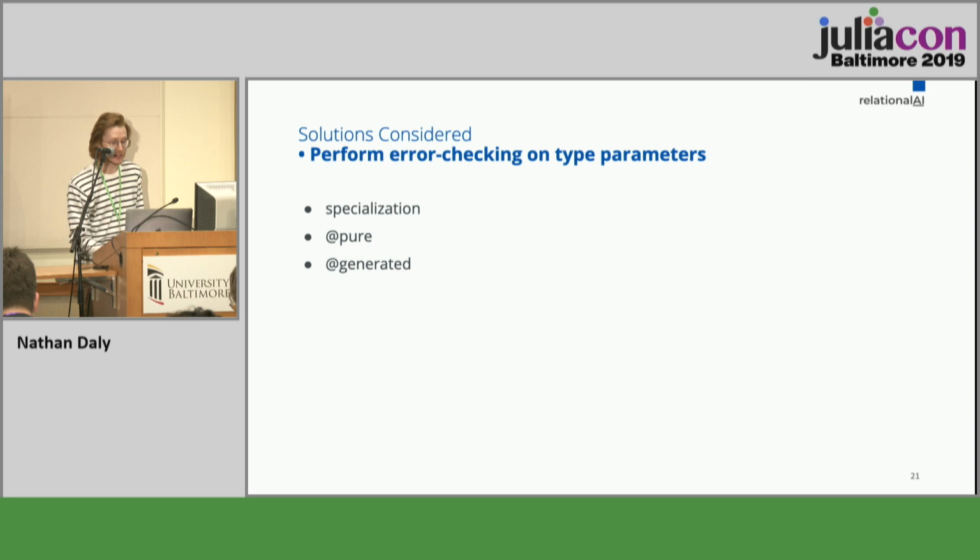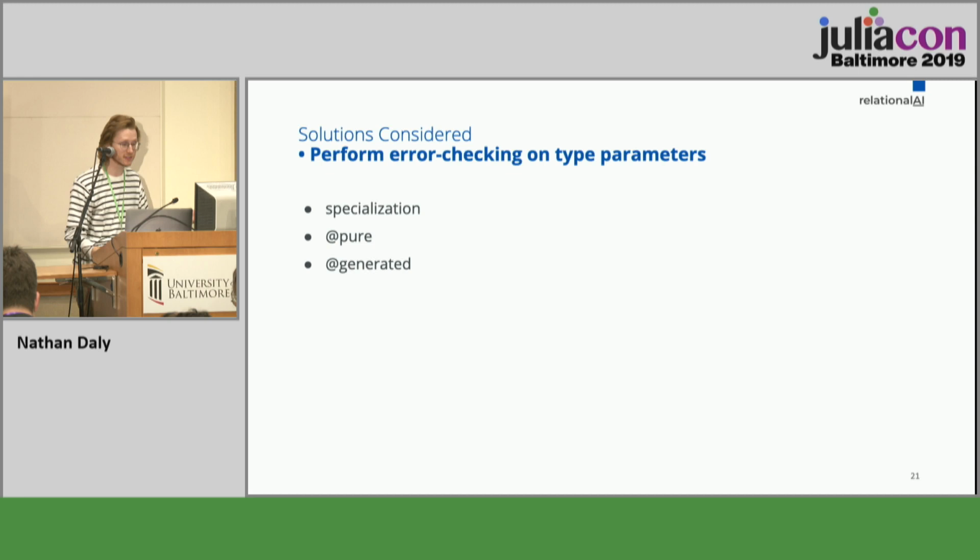So the problem here is that because T could be any user-defined type, the functions that we're calling inside there could actually change at runtime, and that's violating the promise that you have to make to use pure functions. So we can't use pure functions here, and it's not clear what else we can do.